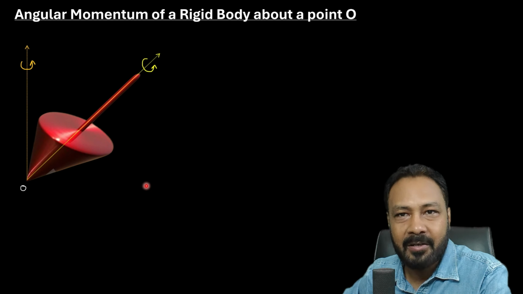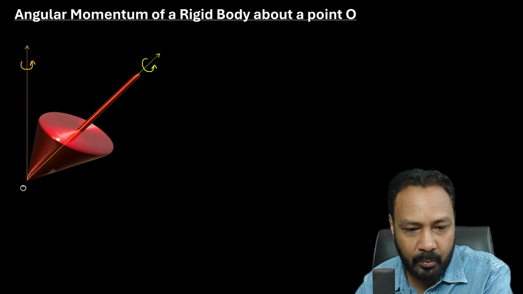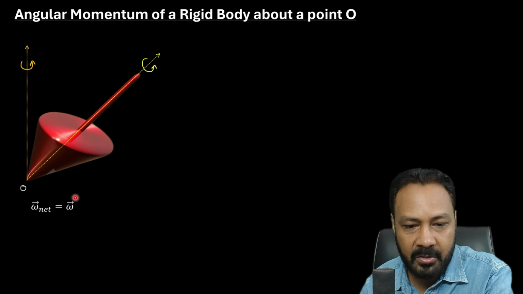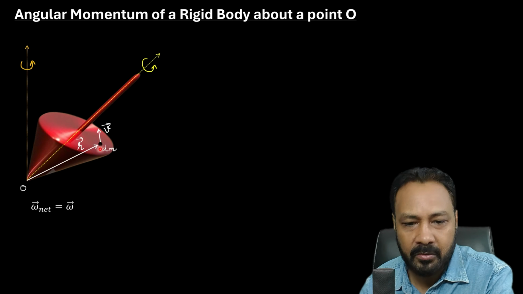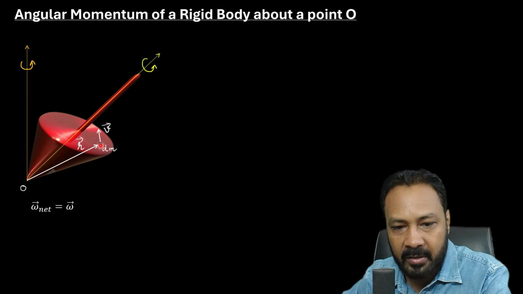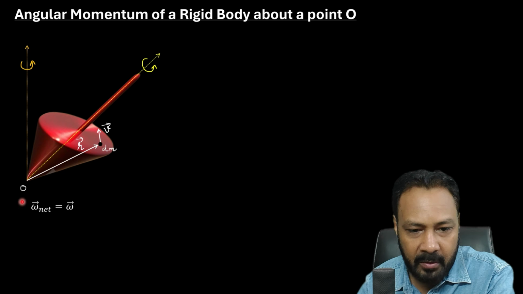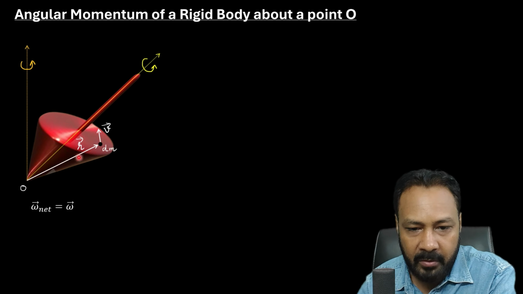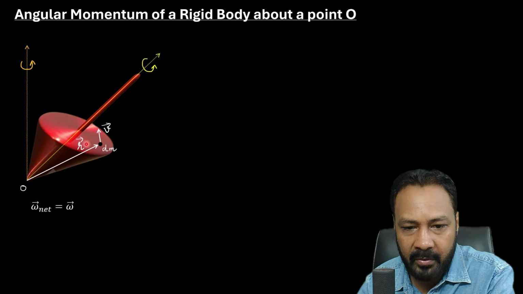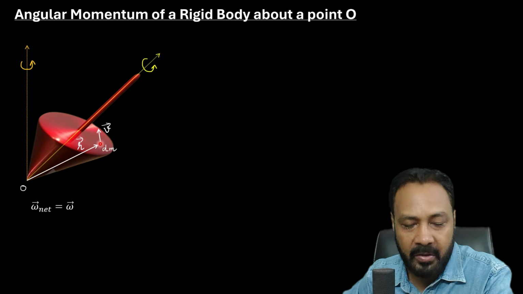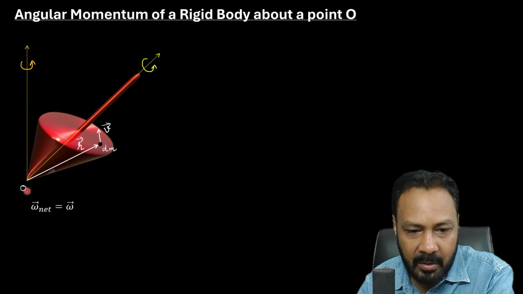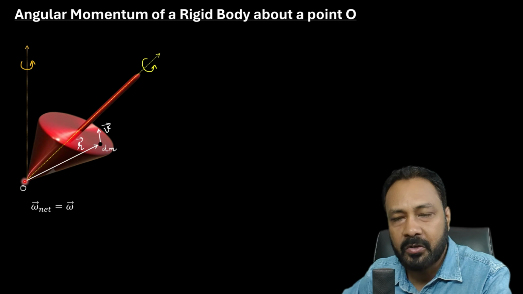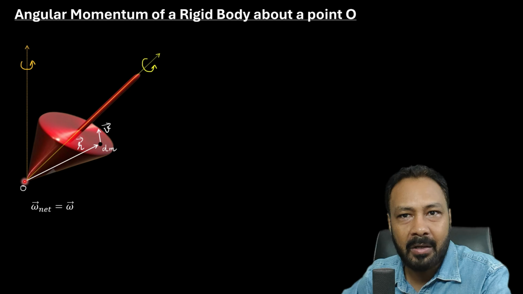The resultant angular velocity is the vector sum of all these omegas. Suppose the net angular velocity is the omega vector. Let's take one general point of the body, with mass dm. Its position vector with respect to O, the point about which we wish to find the angular momentum, is r vector, and the velocity of this particle is v. So the angular momentum of this dm mass with respect to O, which is just a particle, is dm r cross v.